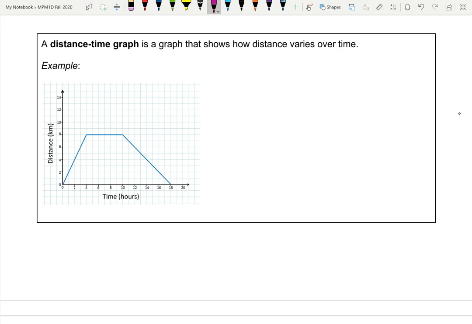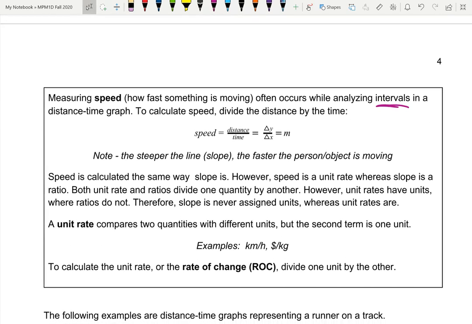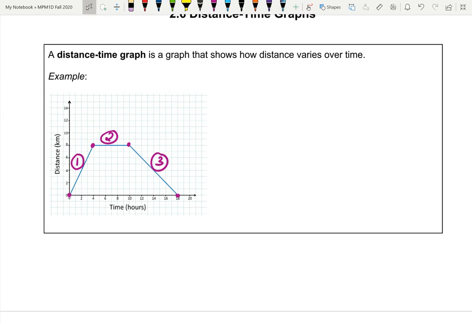So this is one interval from here to here. This is interval 1, let's say. And then from here to here is interval 2, and then from here to here is interval 3, because the direction or the movement of whoever we're analyzing is changing 3 times in this graph. So we just divide them into intervals, and we can measure the speed of all 3 intervals. They would have different speeds.